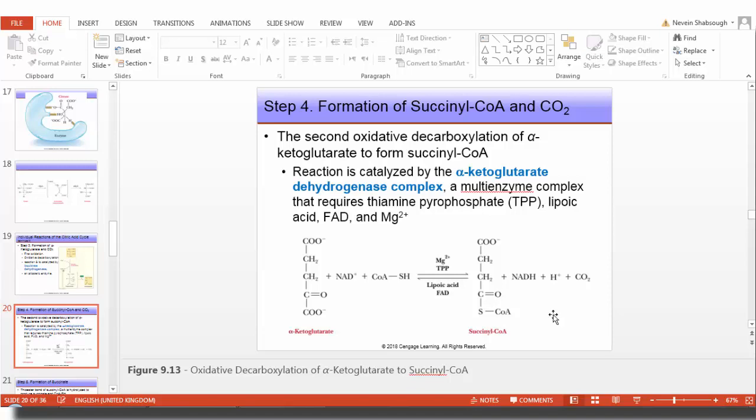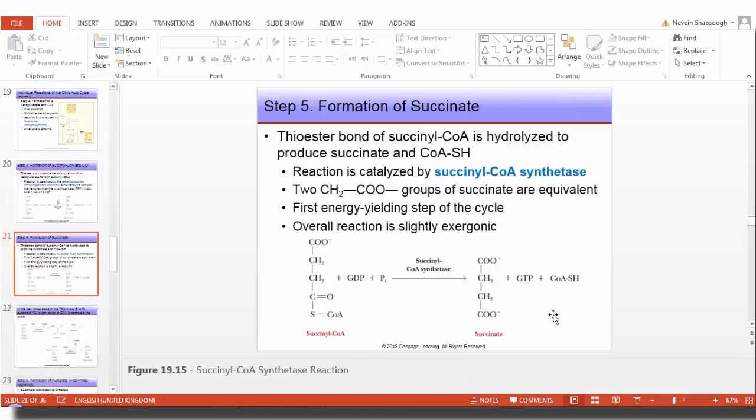in vivo, but not in vitro, where each separate reaction is reversible. Then we go to step 5. Step 5, formation of succinate. Now in this step of the cycle, a thioester bond of succinyl-CoA is hydrolyzed to produce succinate and coenzyme A, and the accompanying reaction is the phosphorylation of GDP plus Pi to form a GTP.